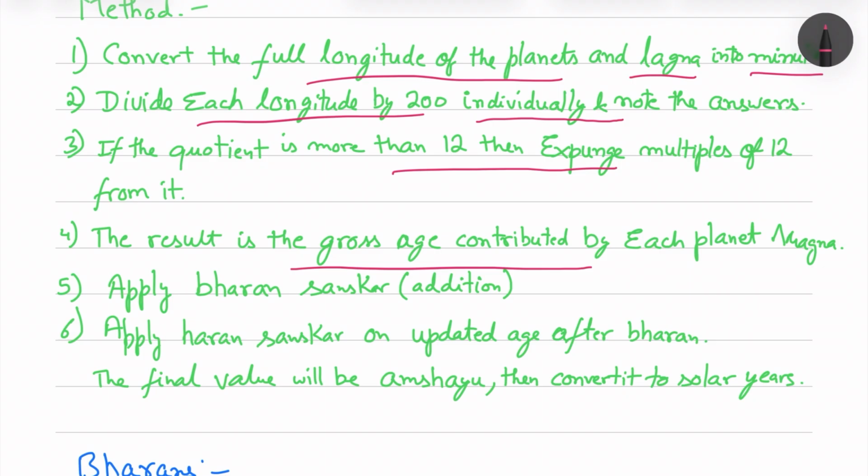And after the completion of this gross age, we have to do the Bharan Sanskar, meaning whatever value the planet has given as the gross age, we then do the Bharan, meaning we are adding. And after doing that, we need to apply the Haran Sanskar. After doing the Bharans and Harans, whatever will be the final value, that will be the Amsayu, and then we convert it to solar years.